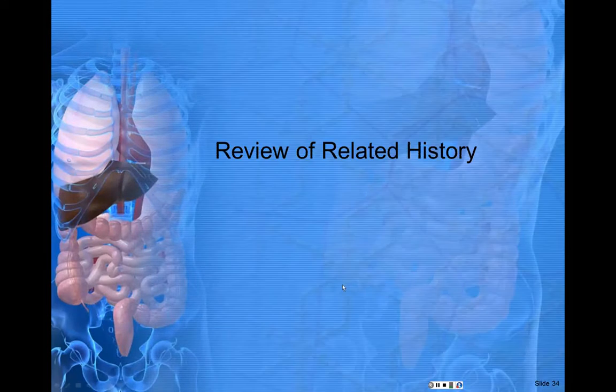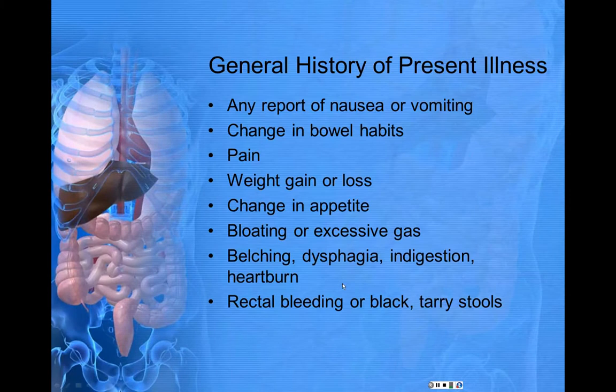Alright, so let's talk about history. When we're doing a good history for the abdomen or an abdomen complaint, we want to do a general history of the present illness. We want to ask about any nausea or vomiting, any change in bowel habits. In other words, you want to ask the question so that patients will know what you mean. Don't just say, have there been any changes in your bowel habits? You may have to say it like, sometimes people report that they have regular bowel movements all the time. Have you had any changes to that?